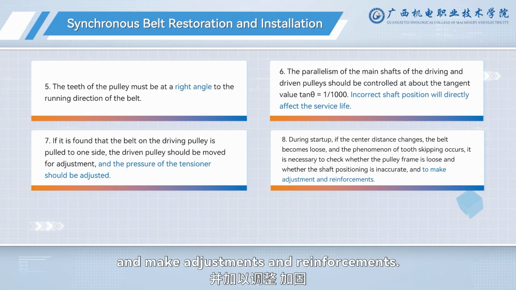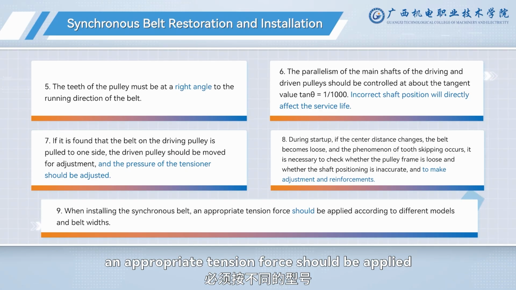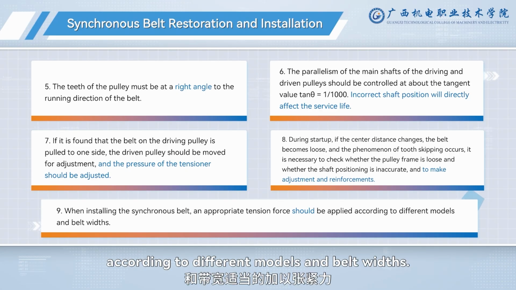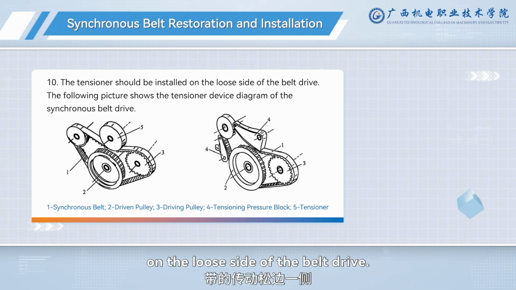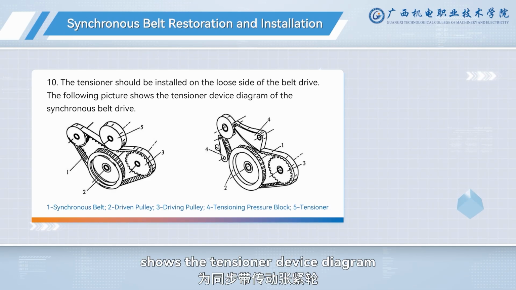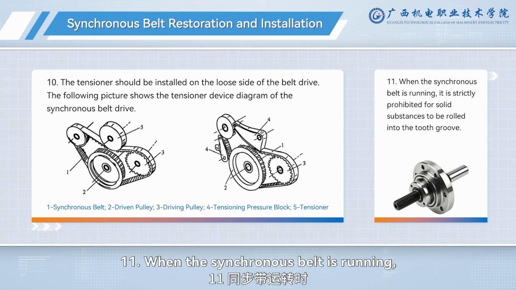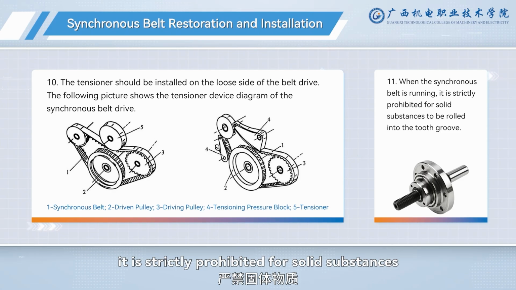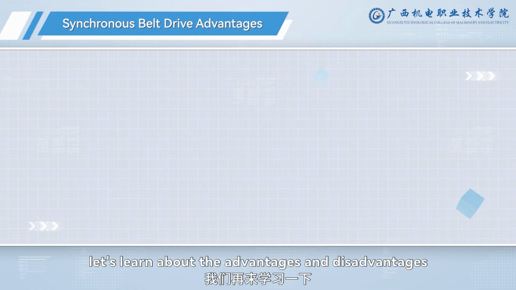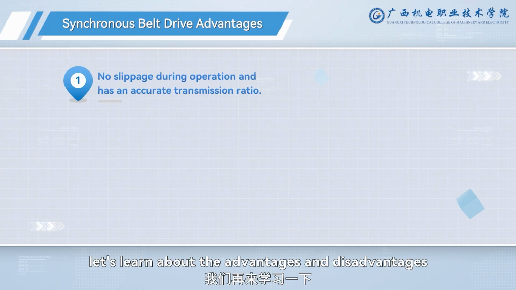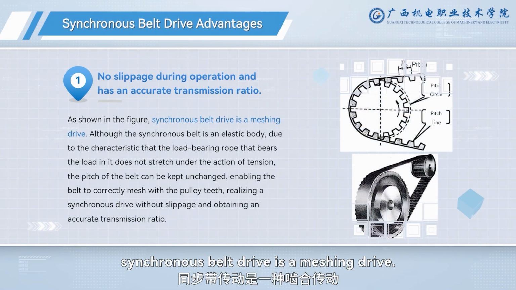It is necessary to check whether the pulley frame is loose, and whether the shaft positioning is inaccurate, and make adjustments and reinforcements. 9. When installing the synchronous belt, an appropriate tension force should be applied according to different models and belt widths. 10. The tensioner should be installed on the loose side of the belt drive. The following picture shows the tensioner device diagram of the synchronous belt drive. 11. When the synchronous belt is running, it is strictly prohibited for solid substances to be rolled into the tooth groove. Finally, let's learn about the advantages and disadvantages of synchronous belt drive. As shown in the figure, synchronous belt drive is a meshing drive.